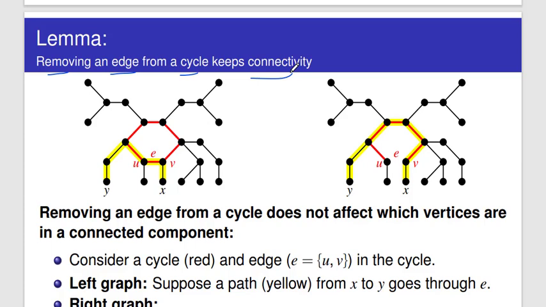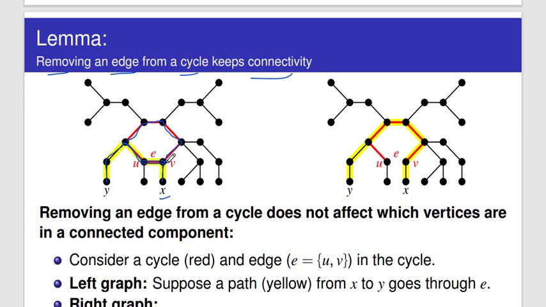This does not talk about trees. There is a graph that is a cycle. If we remove an edge from that cycle, the connectivity is still kept. Let's say this red dotted line is a cycle. We have started from the first vertex and ended with the same vertex. Now if we want to move from y to vertex x, there is a path like this.